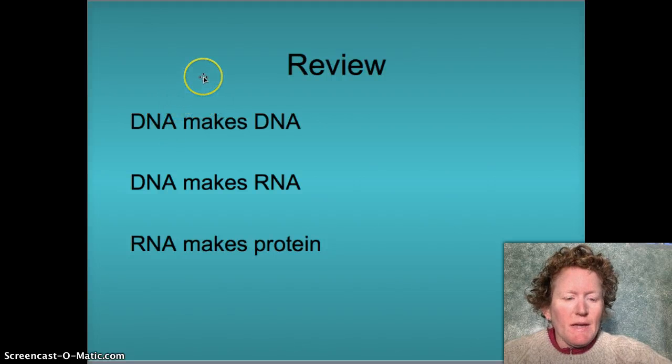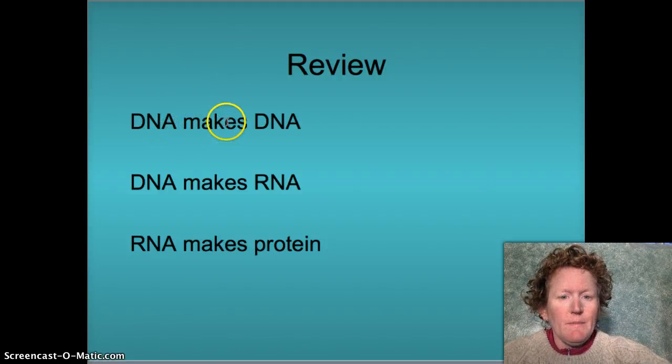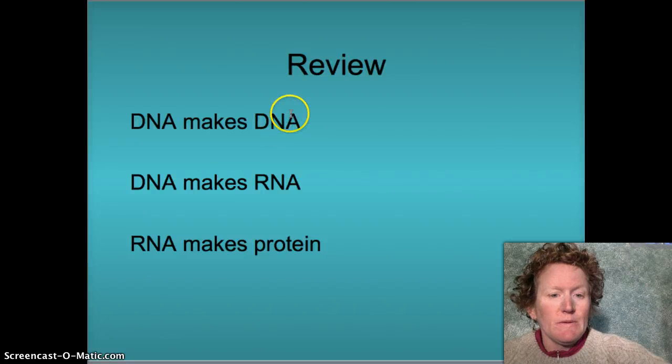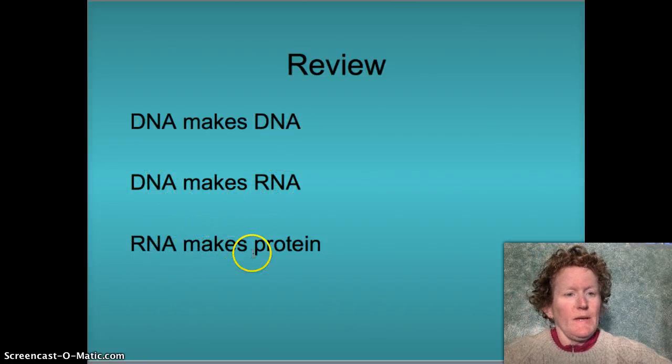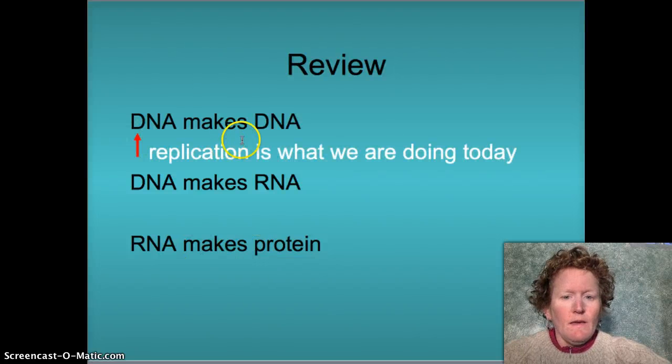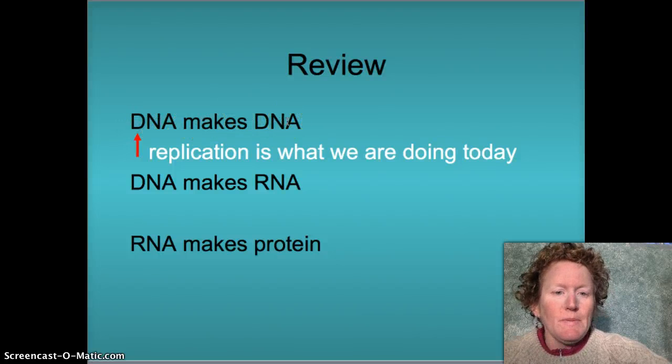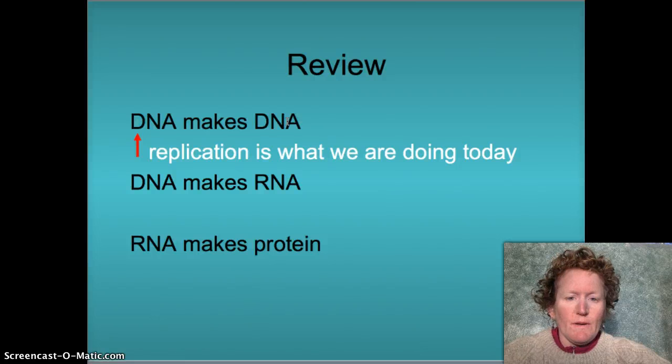Remember, these are the big ideas for this unit. DNA makes DNA, that's what we're going to talk about today. DNA makes RNA, and RNA makes protein. Replication is what we're doing today, this process of DNA making more DNA, copying the DNA before the cell goes through mitosis.